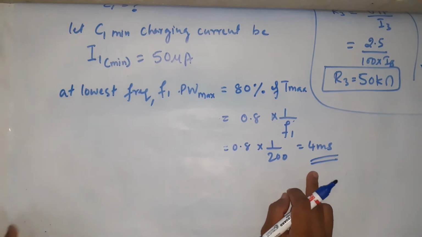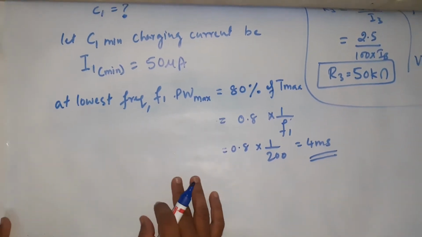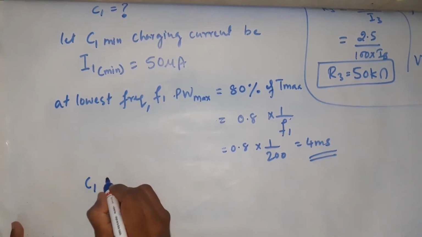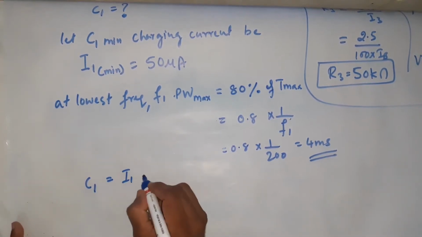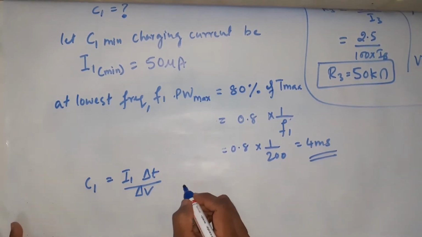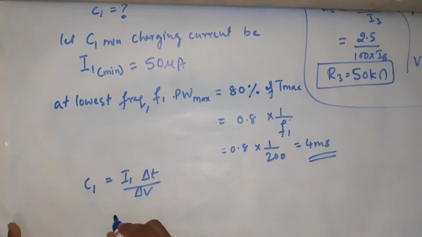We require all this in our calculation for C1. Now see here. Therefore, capacitance C1 is calculated as I1 times change in time divided by change in voltage. You have this formula with you, right? So, what is I1?